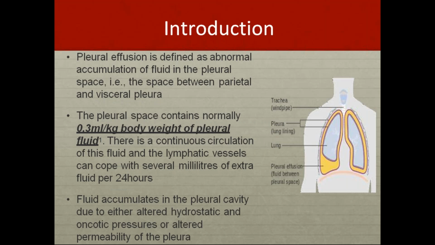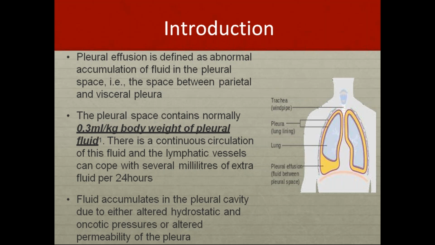As you know, pleural effusion is defined as an abnormal accumulation of fluid in the pleural space, which is the space between the parietal and the visceral pleura. Usually the pleural space normally contains 0.3 ml per kg body weight of pleural fluid. There is a continuous circulation of this fluid, and lymphatic vessels can cope with several milliliters of extra fluid per 24 hours. That is the theory part of it. Fluid accumulates in the pleural cavity due to either altered hydrostatic and oncotic pressure or altered permeability of the pleura.